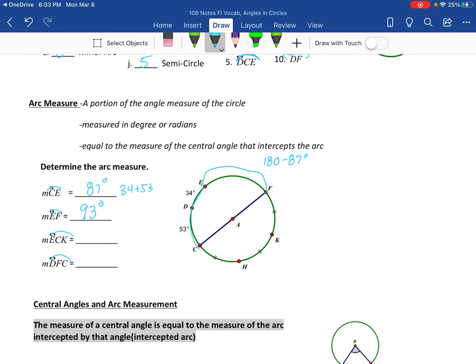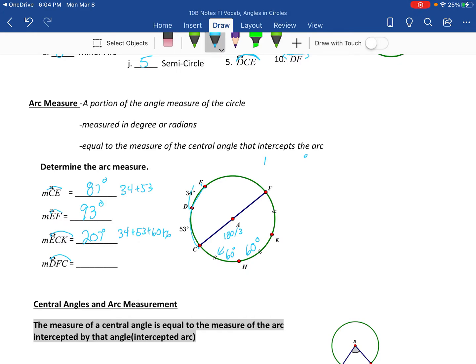If I'm going from E to C to K, so I'm going to erase these. So I'm going from E to C to K. Well, first thing I have to figure out is this right here is 180 divided by 3 because they're all the same. So this is 60 and this is 60. So I'm going to add 34 plus 53 plus 60 plus 60, and I get 207 degrees.